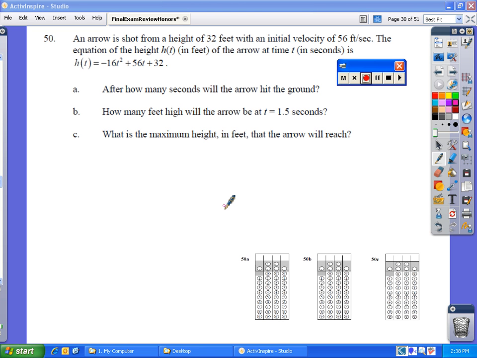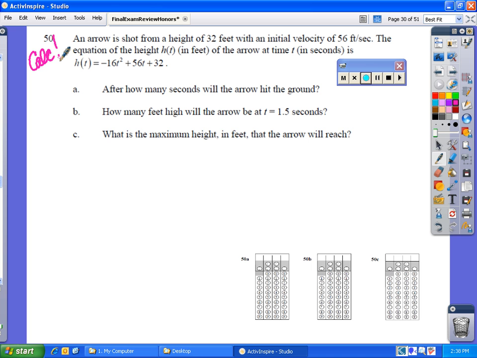In number 50, we're going to do a word problem. Notice that we are allowed to use our calculator for this problem. This is the problem of a quadratic. It's a situation of something being shot into the air.